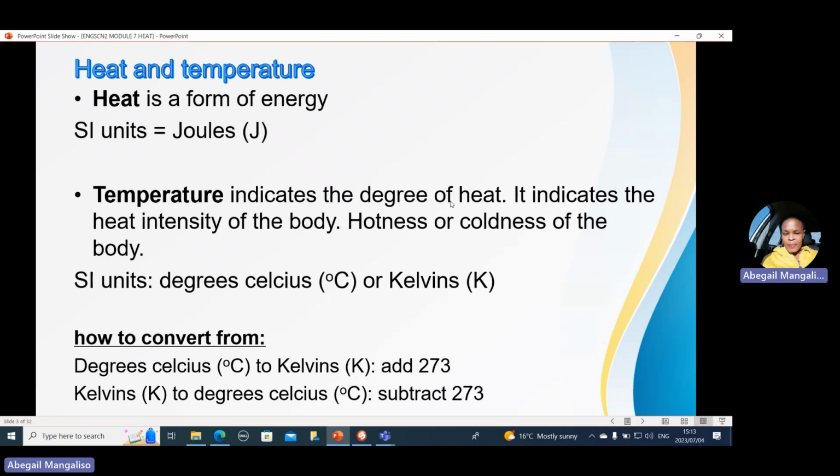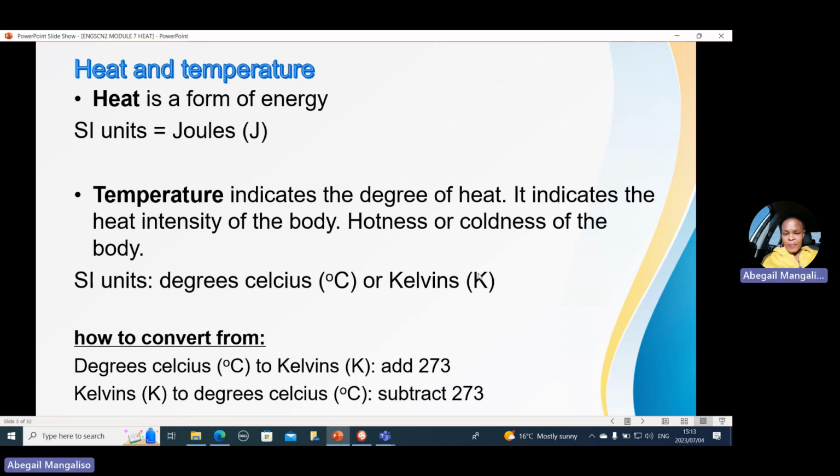Temperature indicates the degree of heat. It tells you how intense a body is, or it is the hotness or the coldness of the body. The SI unit of temperature is degrees Celsius or Kelvin. So at the end of your calculations, you can put the small circle and capital letter C, or if the question says calculate temperature in Kelvin, it will be capital letter K.